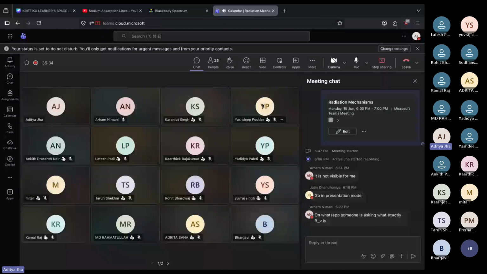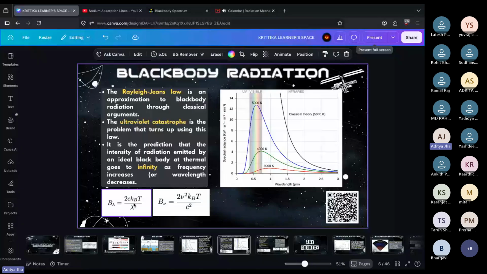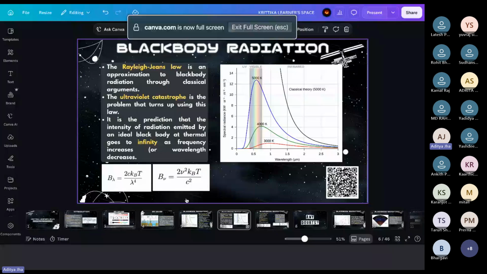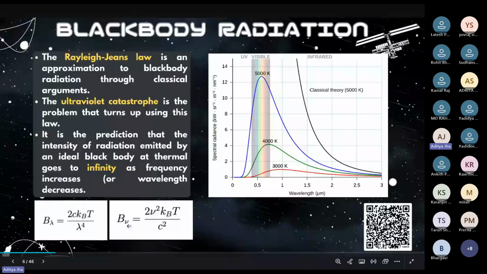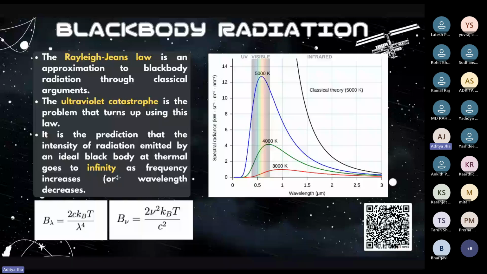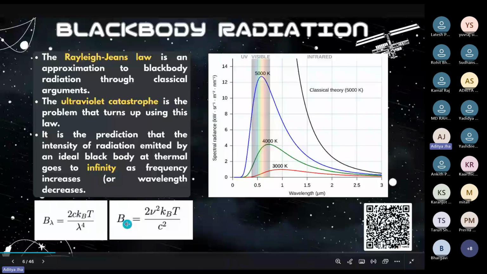We're on WhatsApp. Someone is asking what exactly B_v is. Okay, lambda is the wavelength, and this is nu. Nu is the frequency. This is basically the intensity of the radiation. Intensity is a measure of the brightness of the source. And it's written in two ways, either in terms of wavelength or in terms of frequency, right? So this is the intensity of the radiation.